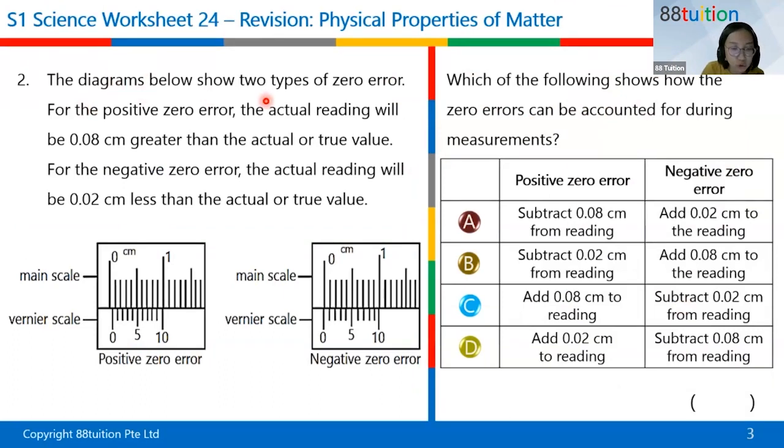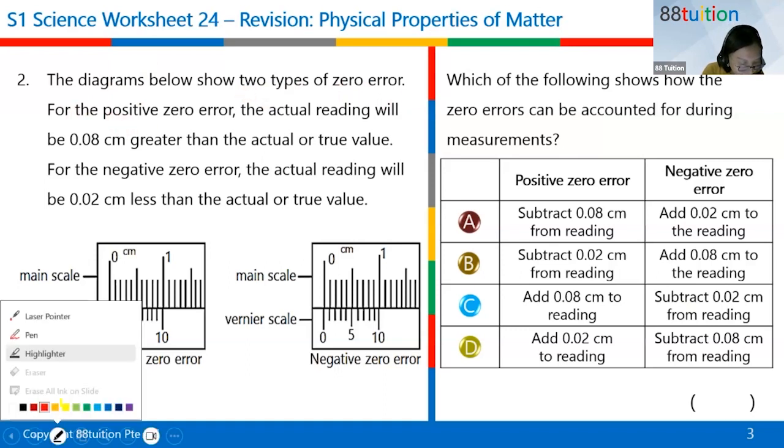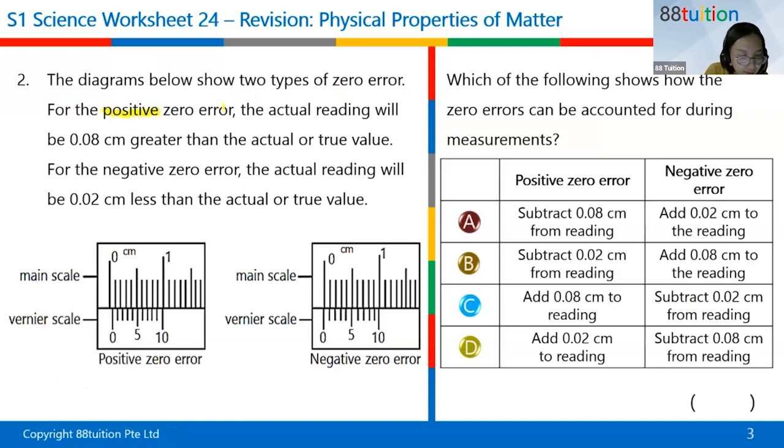So the diagram shows two types of zero error. Let me just highlight it in yellow. I have positive zero error. I also have negative zero error. So there are two types of zero error. I have some slides to revise this with you subsequently, in the next few slides.